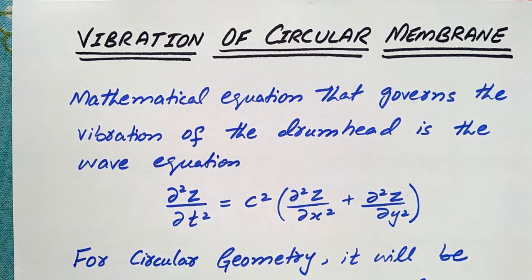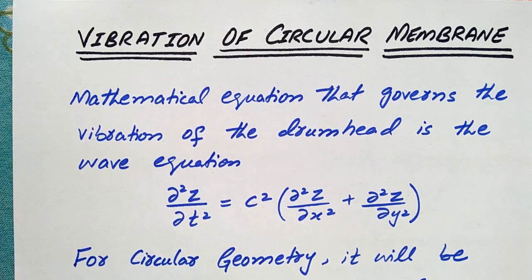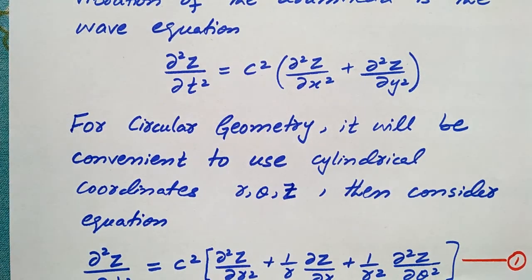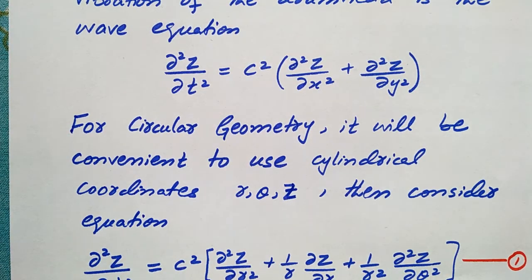Vibration of a circular membrane. The mathematical equation that governs the vibration of the drum head is the wave equation. When we talk about the wave equation in two dimensions, we consider the example of a string, and when we talk about the wave equation in three dimensions, we consider membranes. For circular geometry, it is convenient to use the cylindrical coordinates r, theta, z.